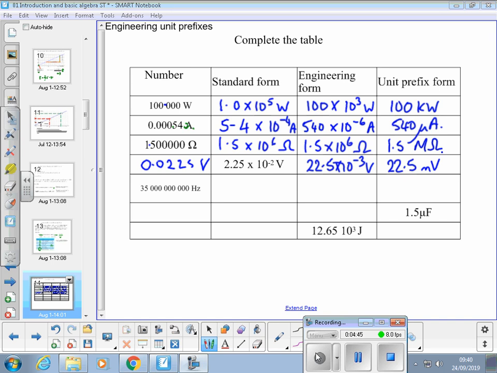Standard form, how many places to the left? 10 to the 10, hertz. Engineering form, that'll be 35 times 10 to the 9. That's 435, and 10 to the 9 is gigahertz.